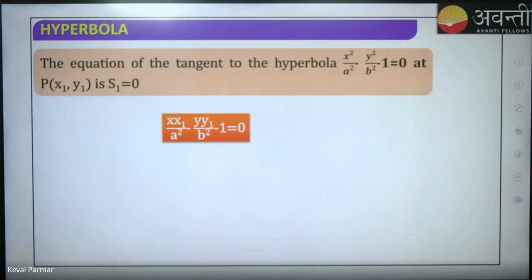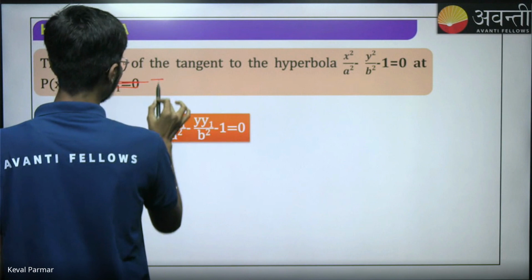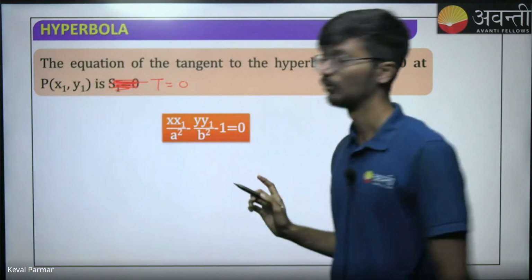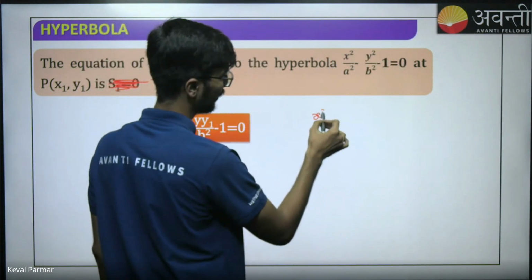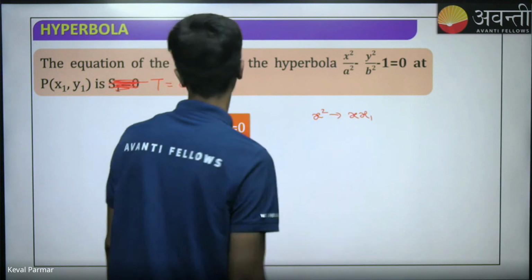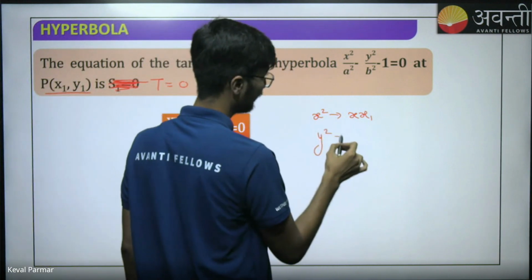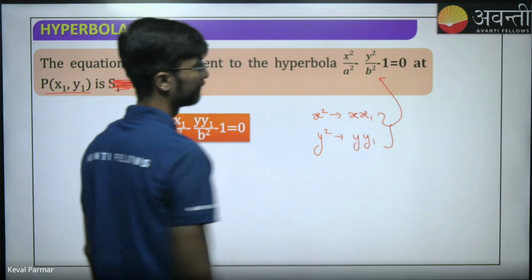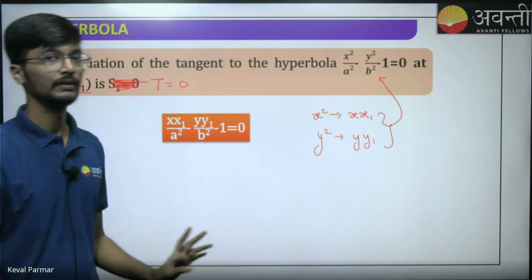Next, the equation of tangent to the hyperbola. Now this is the same. The equation of tangent to the hyperbola is T equals to 0. What is T? Let me remind you, what do we replace? We replace x square with x into x1, where (x1, y1) is the point. You can see here, we replace y square with y into y1. So if we replace these two in the equation of hyperbola, we'll get xx1 upon a square minus yy1 upon b square minus 1 equals to 0.